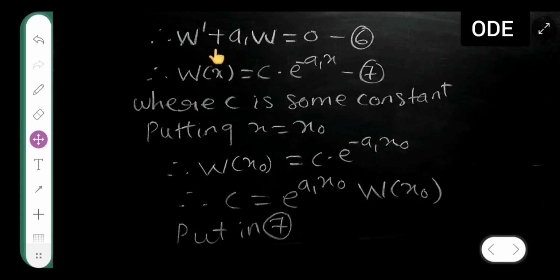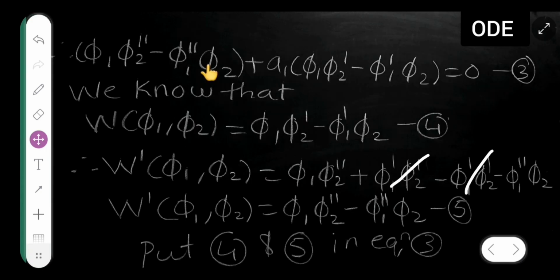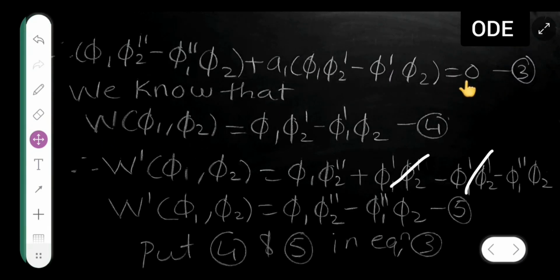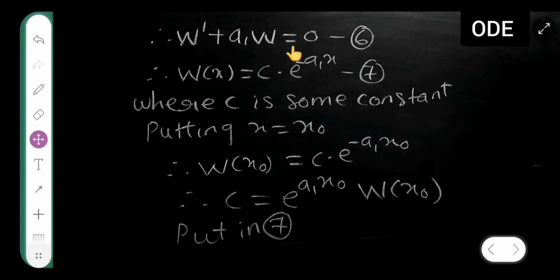So W dash plus A1 put as it is, and then what is this over here? Phi 1 phi 2 dash. So what I'll have to put? W. So W dash plus A1 W is equal to 0, okay? So I have placed that 4 and 5 in 3, so I got this. Now consider this as 6.